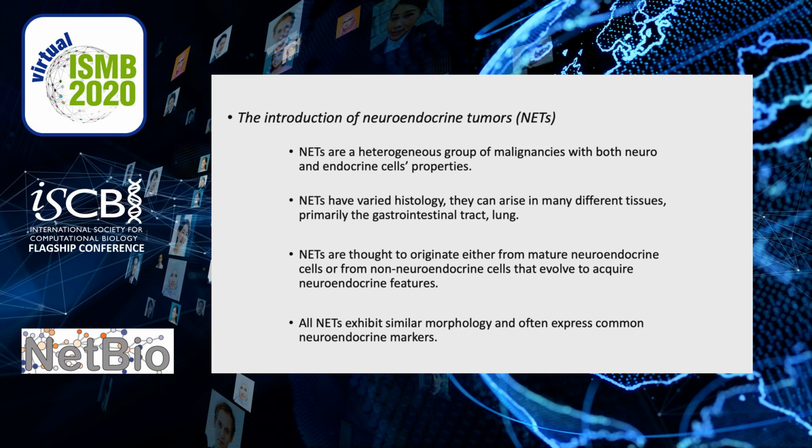Neuroendocrine tumors are a heterogeneous group of malignancies with both neural and endocrine cell properties. They can arise in multiple tissues and originate from either mature neuroendocrine cells or from non-neuroendocrine cells. They can evolve to acquire neuroendocrine features, and all the neuroendocrine tumors exhibit similar morphology and often express common markers, which suggests a shared transdifferentiation process drives their development.